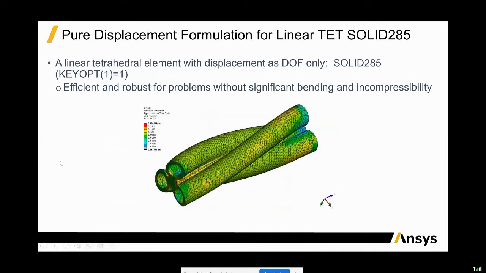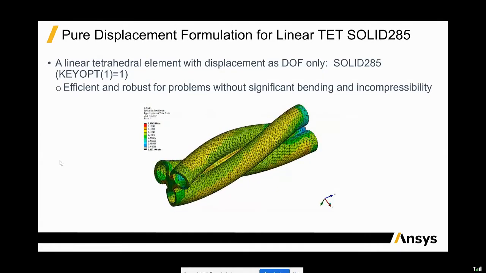So the next thing, another one of these really cool animations here, is the ability to do pure displacement formulation for the linear TET solid 285. So most of the time, we're not using linear TETs, we're using TETs with mid-side nodes, right? But sometimes you want to have a more efficient solution. And there's not a lot of bending, so you don't need that additional node. So let's go ahead and turn it off. And you can do this pure displacement formulation.